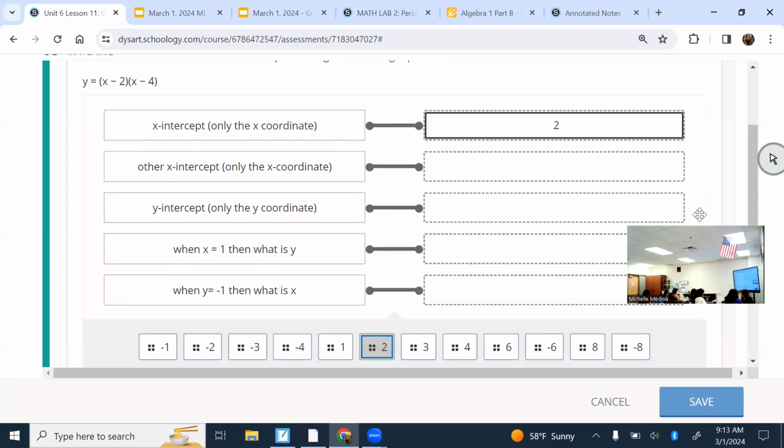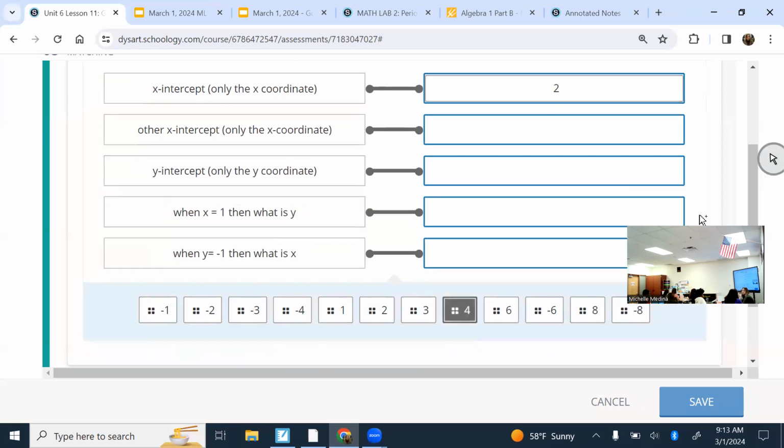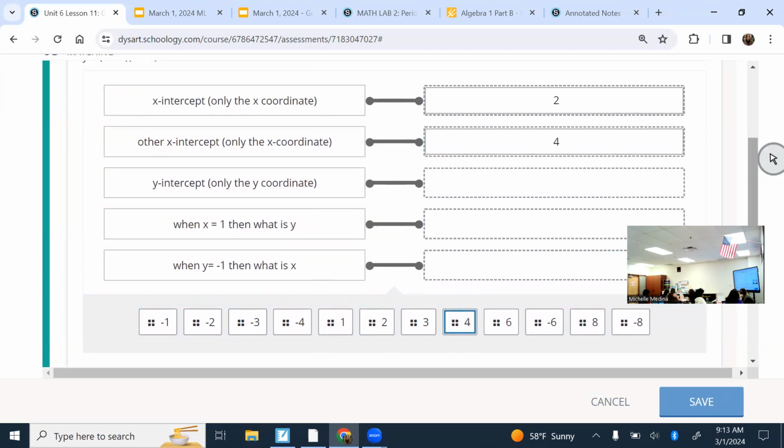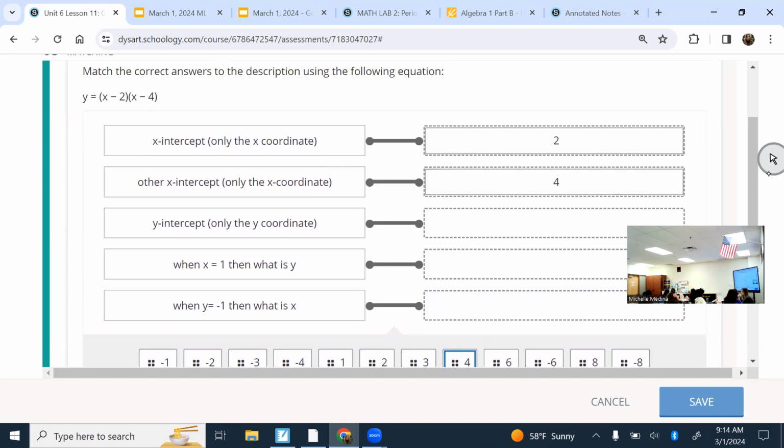It shouldn't matter, because it didn't say to put the lowest one first or anything, but we have 2 x-intercepts because of the way these are formatted. You know, it's going to be the opposite symbol, and that's what makes it 0. 2 minus 2 would be 0, 4 minus 4 would be 0.